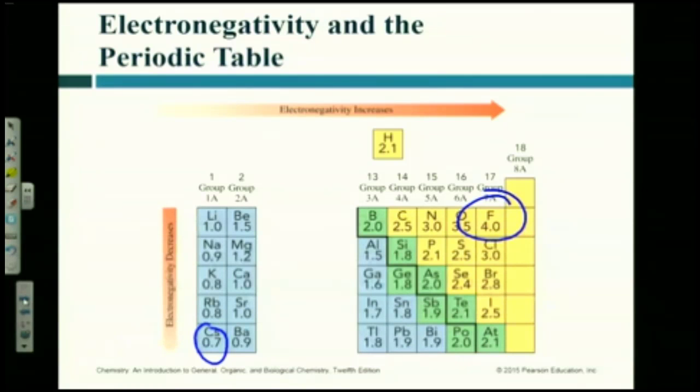What does that mean, that fluorine is the most electronegative? It means it wants the electrons more than anybody else does. So when it forms a bond with somebody else, it tries to pull the electrons towards it more than anybody else does. It's the biggest bully on the block. It's playing tug of war. It's going to win every time.